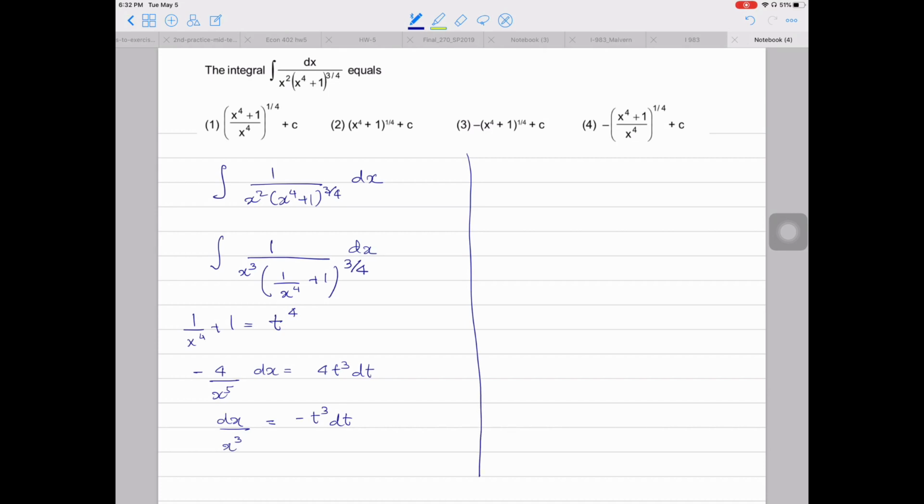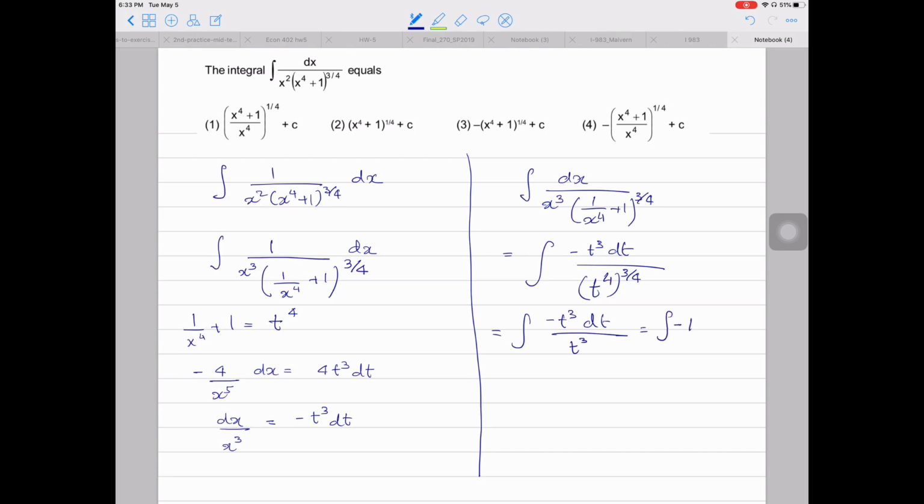So now substituting these values back into our integral, we have dx over x^3 times 1 over (1/x^4 + 1)^(3/4). So we know that dx over x^3 is minus t^3 dt, and in the denominator we have (t^4)^(3/4), which gives minus t^3 dt over t^3, which is basically integration of minus 1 dt, which is minus t plus c, substituting the value of t back.